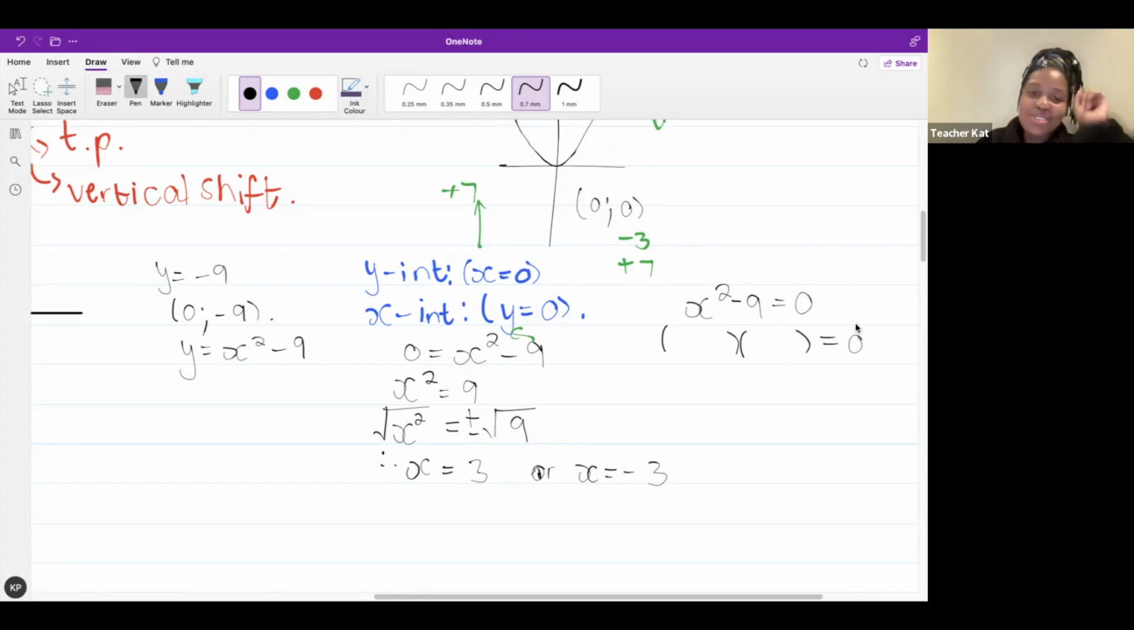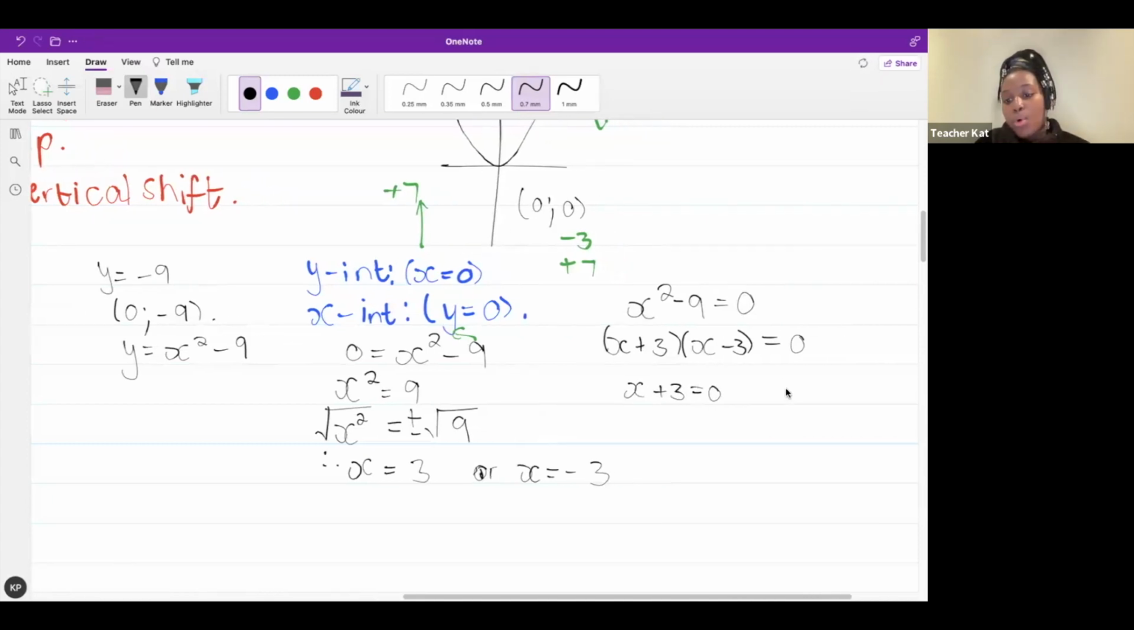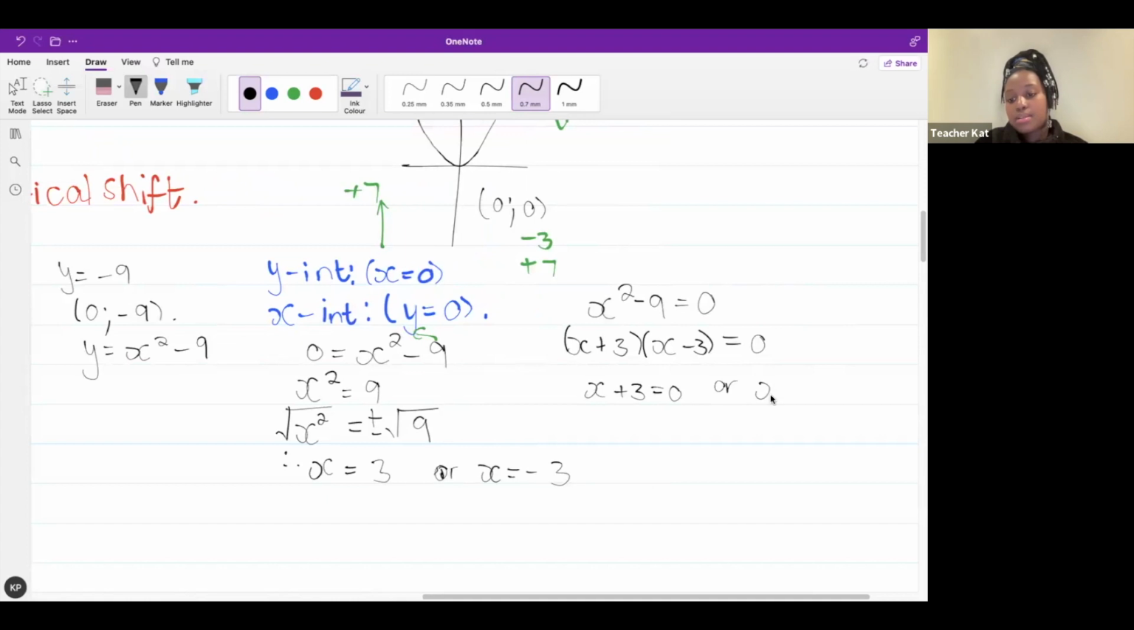However, as long as you don't forget to put that plus minus, you will lose a mark for losing that one solution. You can see from the graph that you should have two solutions. Thank you, Abu. x plus 3 and x minus 3. And after I have my two brackets, I can split them up. So either x plus 3 is 0 or x minus 3 is equal to 0.